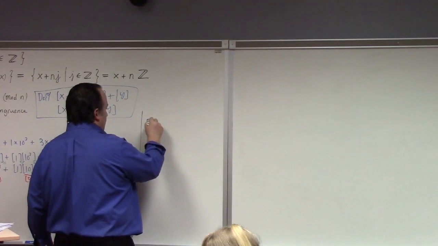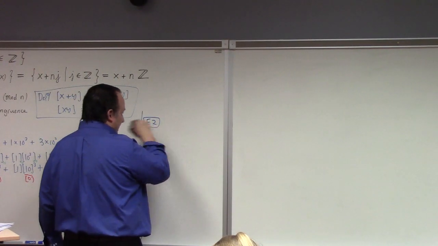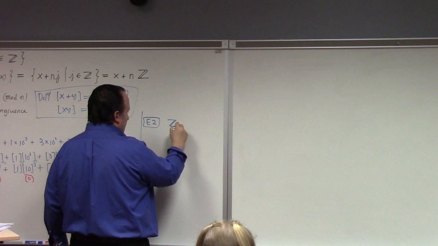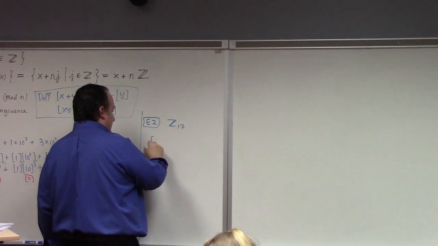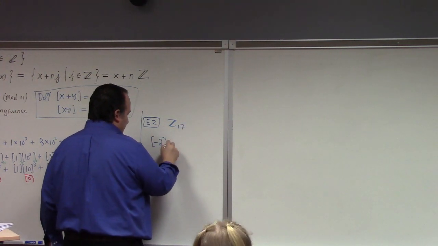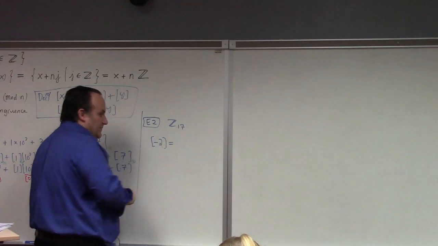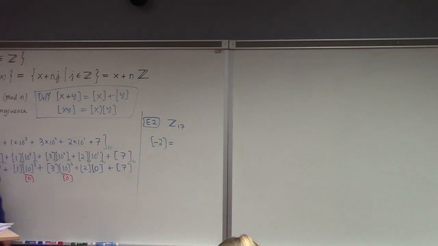So here's example 2. If we're working in, let's say, Z17, right? And I look at the equivalence class represented by -2. How else could I represent this equivalence class?